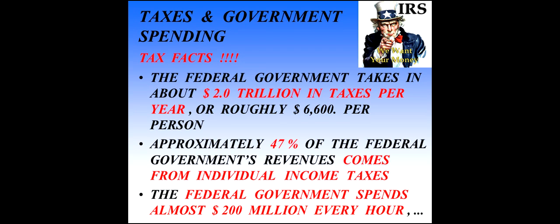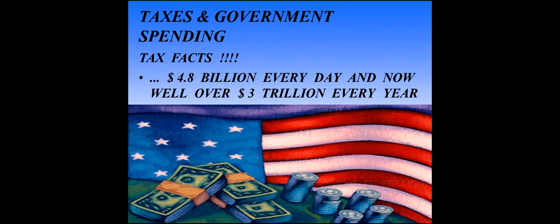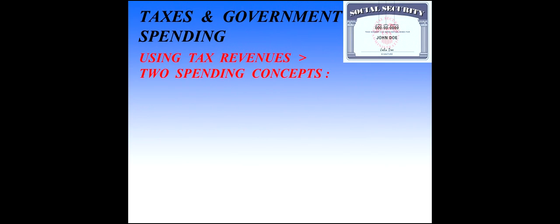And the federal government spends almost $200 million every hour, which translates into $4.8 billion every day, and now well over $3 trillion every year. And now let's take a look at how the government uses tax revenues, or in other words, the money that they take in. And government spending really falls into two conceptual categories.